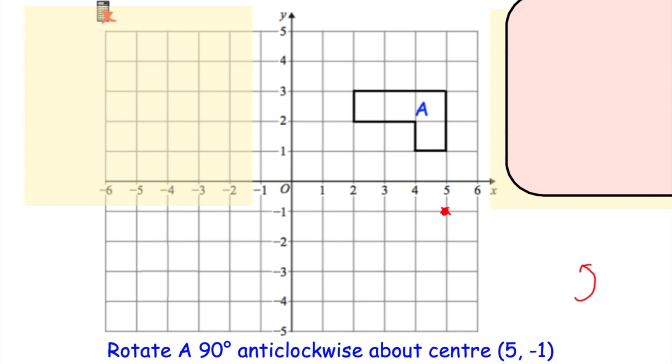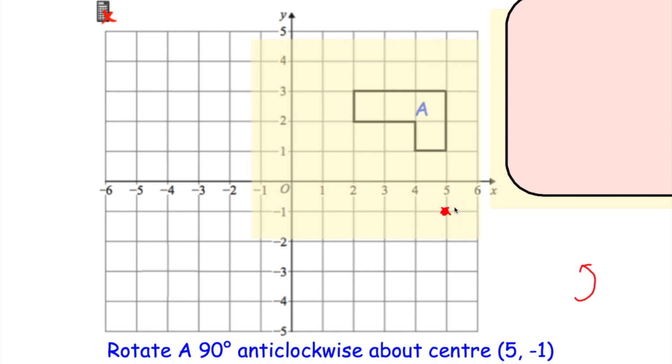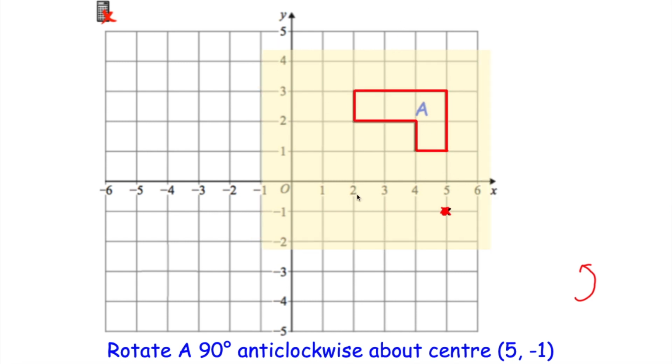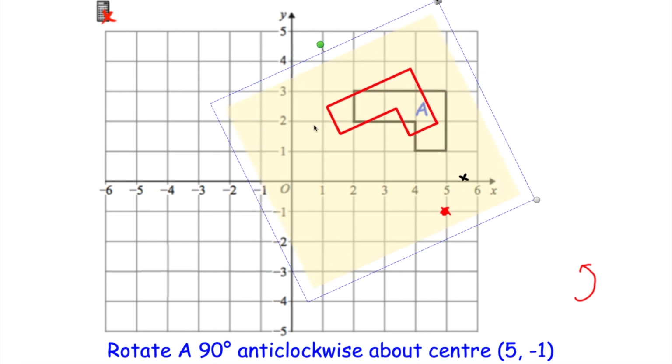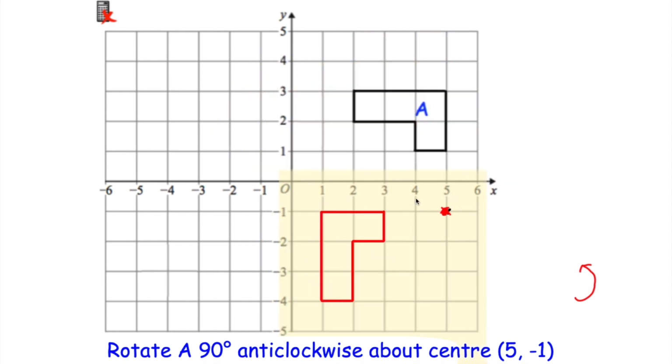So then we'll get our tracing paper, we'll put it over the shape and the center of rotation, making sure it's straight, not diagonal or anything. And then we'll draw over the center of rotation and over the shape. And it would look something like this. Now what we're going to do is rotate our tracing paper 90 degrees anti-clockwise. So putting our pencil on top of the center of rotation, we're just going to lightly rotate the tracing paper, so it looks something like this. So we've rotated our tracing paper 90 degrees anti-clockwise about the point 5, -1.